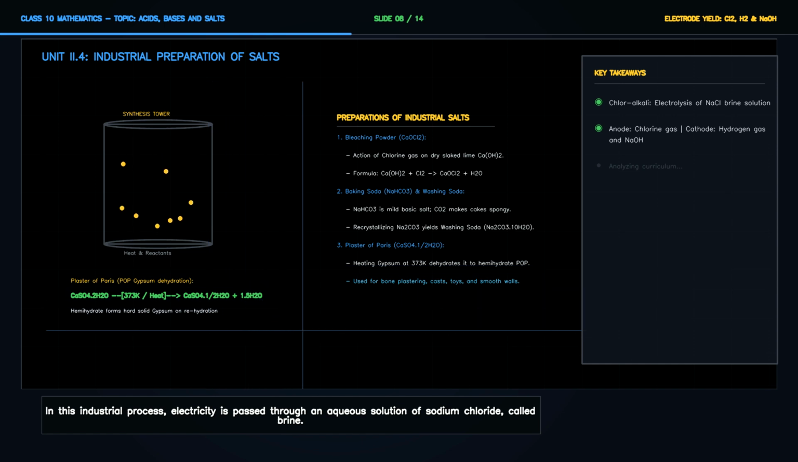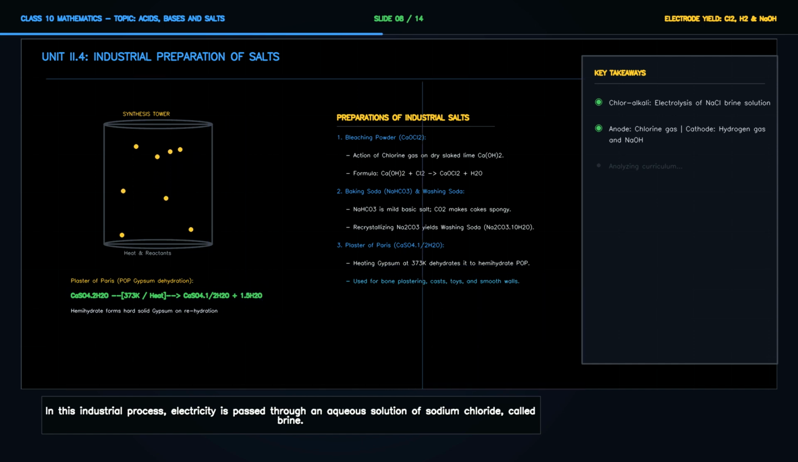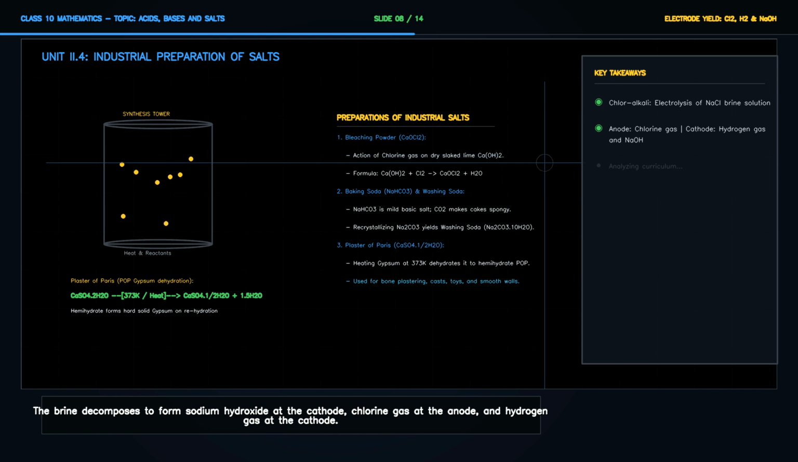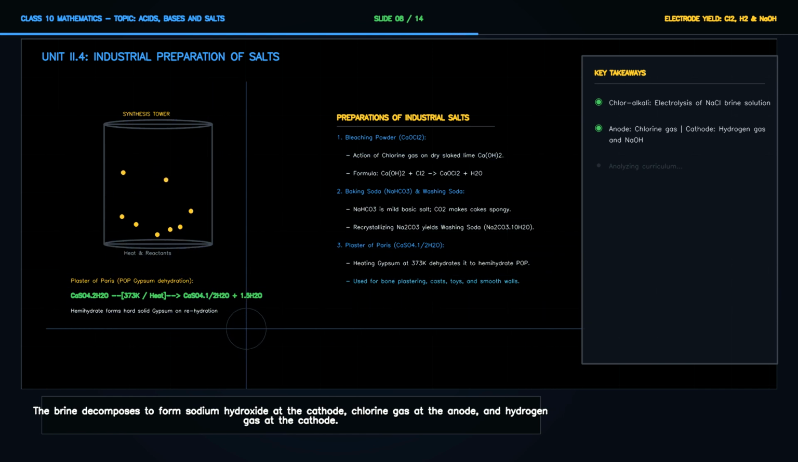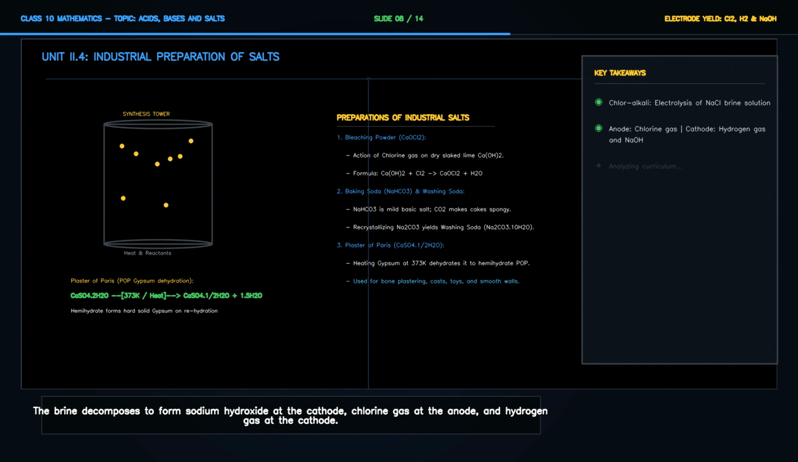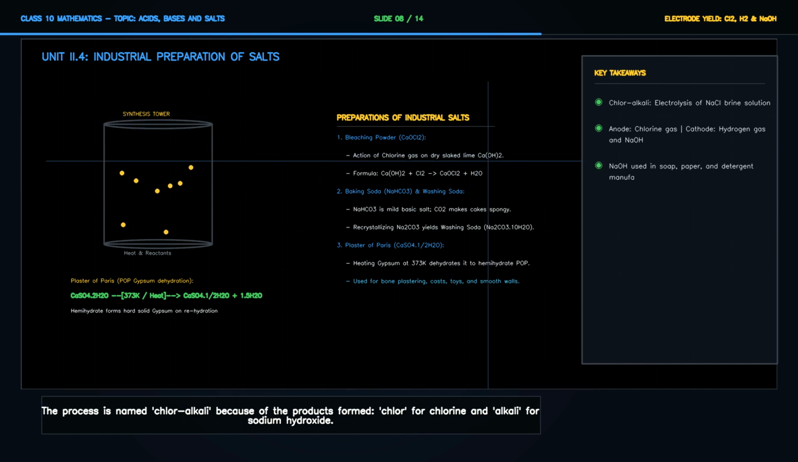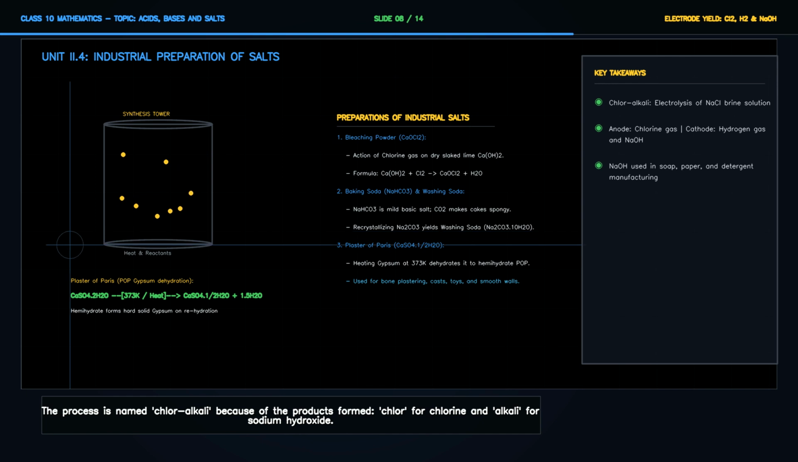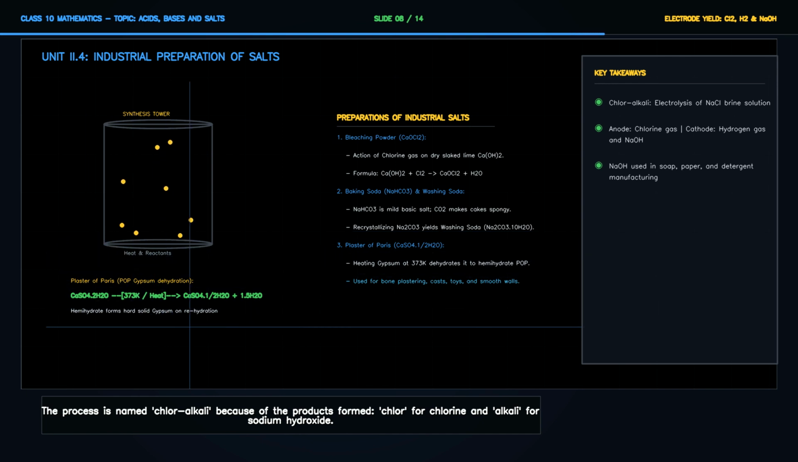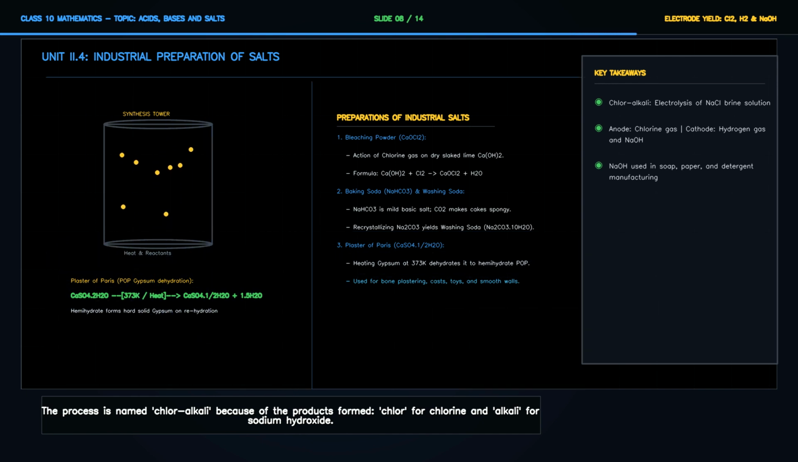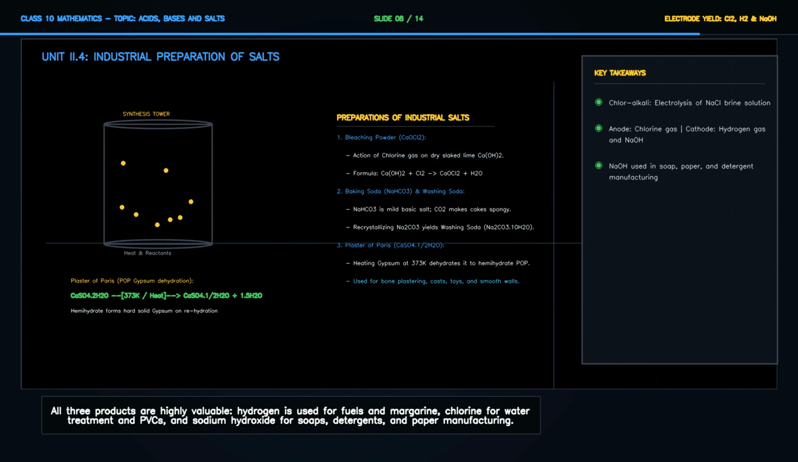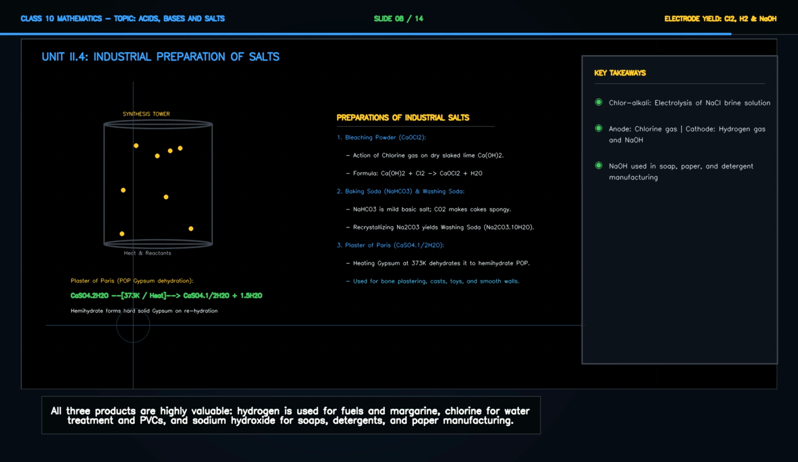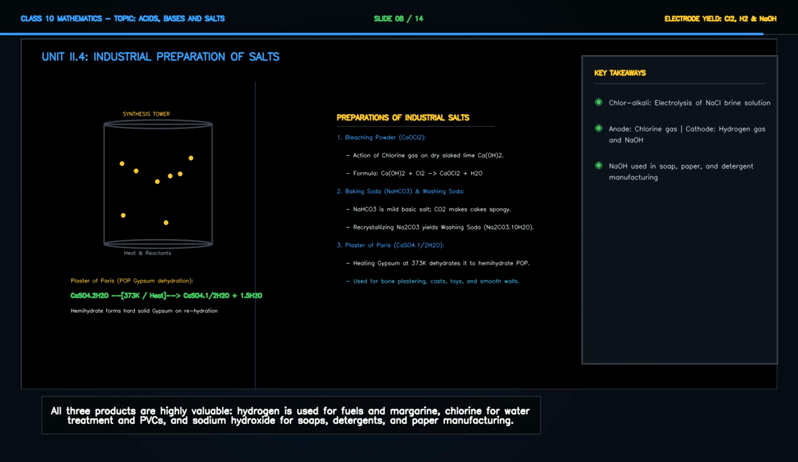The brine decomposes to form sodium hydroxide at the cathode, chlorine gas at the anode, and hydrogen gas at the cathode. The process is named chlor-alkali because of the products formed: chlor for chlorine and alkali for sodium hydroxide. All three products are highly valuable. Hydrogen is used for fuels and margarine, chlorine for water treatment and PVCs, and sodium hydroxide for soaps, detergents, and paper manufacturing.